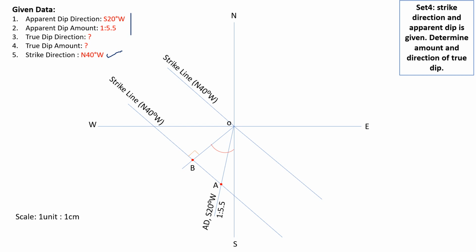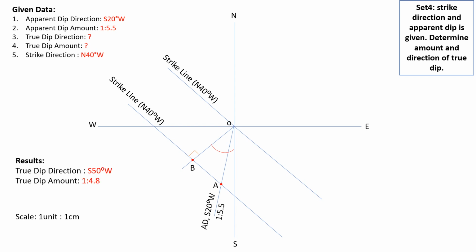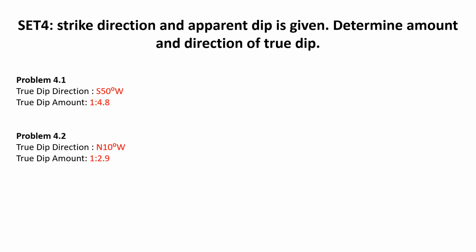Then I'll measure the angle with respect to south. If I measure the angle, I'll get the true dip direction. And if I measure this distance OB, I'll get the true dip amount as well. So I got both things. If I solve it, the problem will look like this. These are the answers for the next problem also.